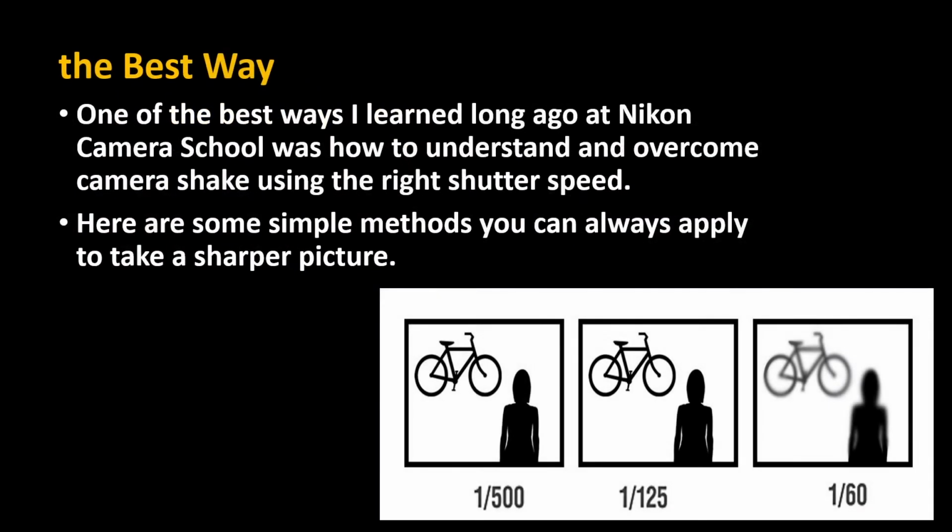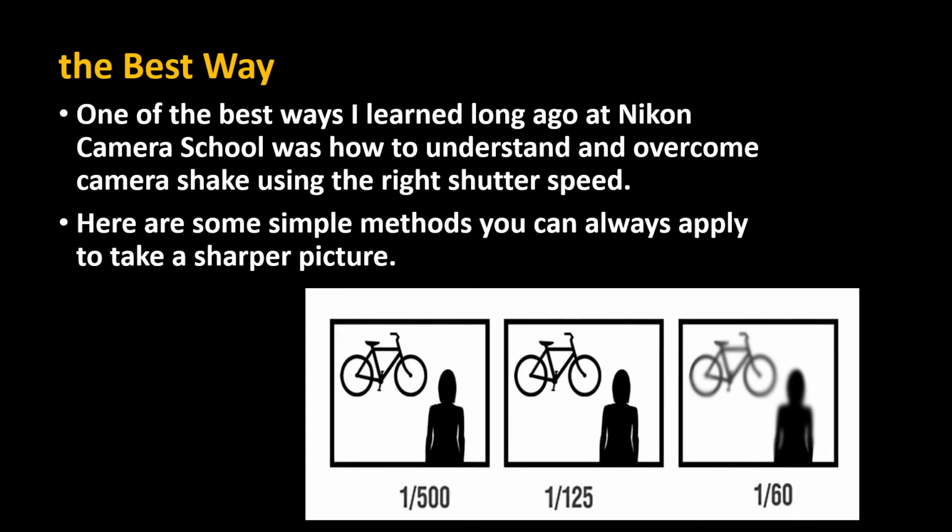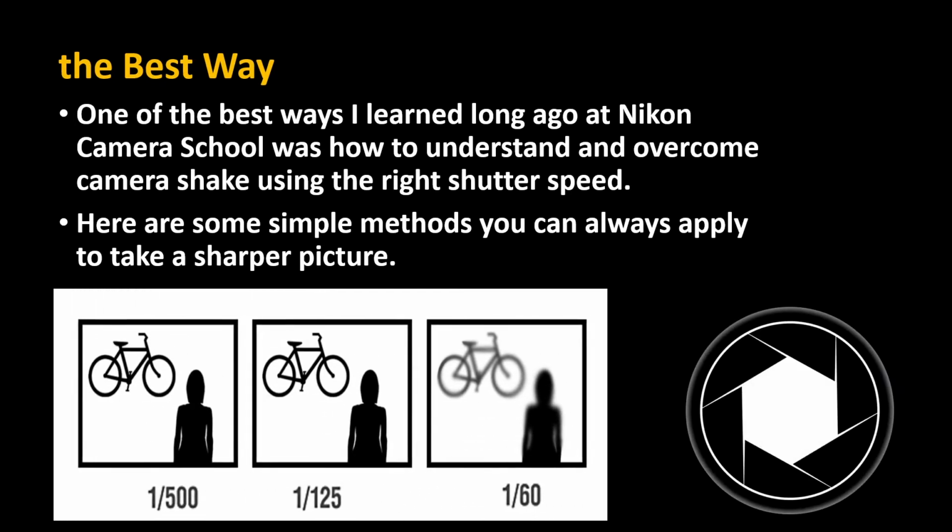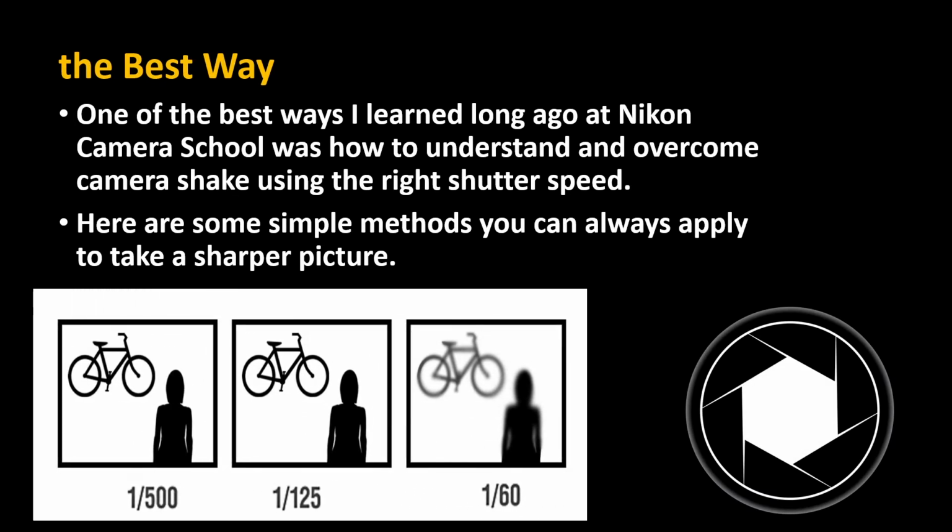One of the best ways I learned long ago at Nikon Camera School, how to understand and overcome camera shake, is using the right shutter speed. Here are some simple methods you can always apply to take a sharper picture.